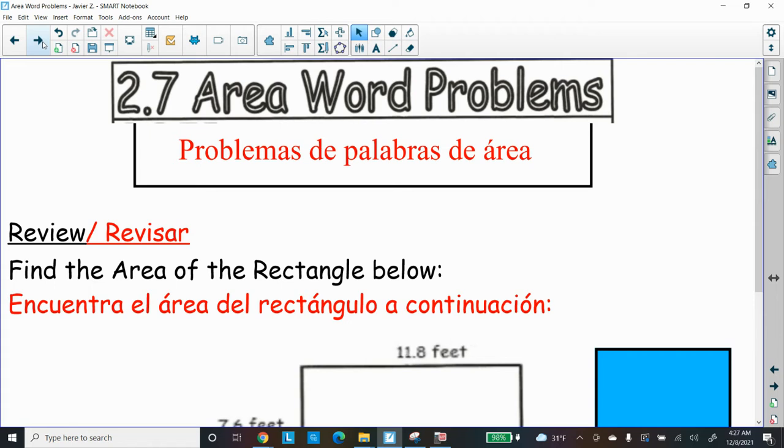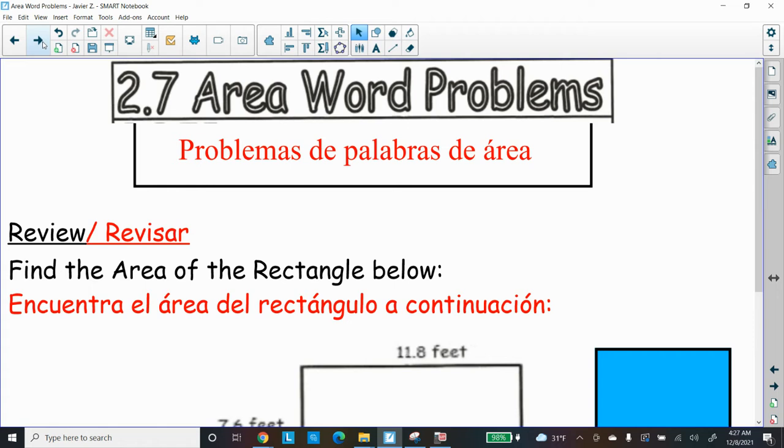All right, let's get going here. Today we're going to talk about area word problems. Now, the other day we talked about perimeter. So now we're dealing with his older brother, area.